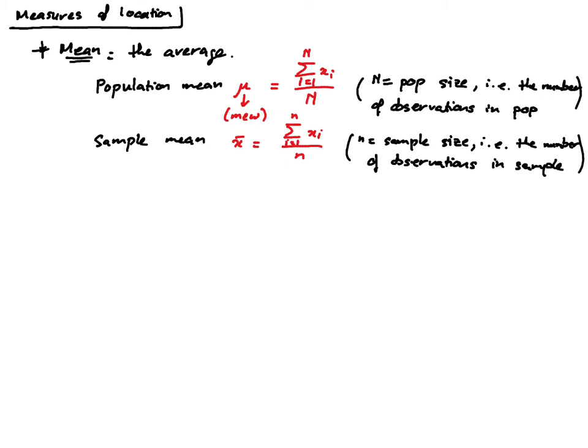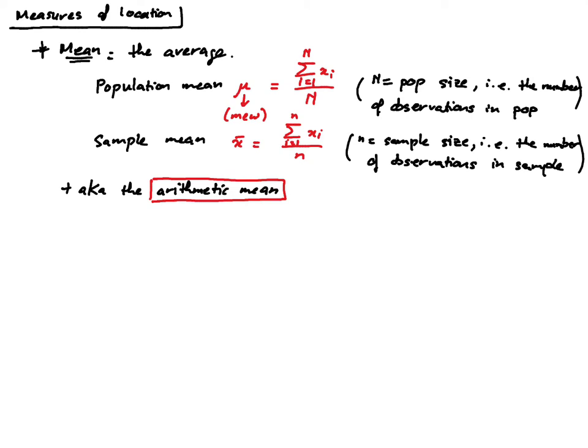Now, when we calculate the mean this way, this is known as the arithmetic mean. So whenever you hear the phrase arithmetic mean, it is essentially just the simple average.